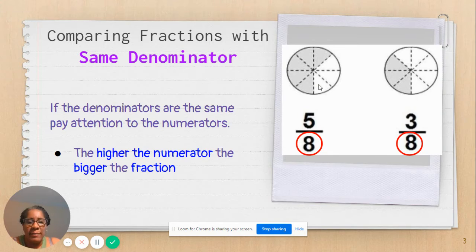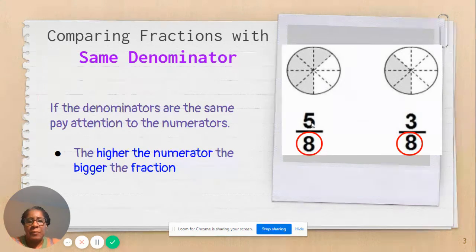So as we look here, because the denominators are the same, we need to look at the numerators. How many parts are shaded? In the first fraction, 5/8 is represented here, which means 5 parts are shaded. In the second fraction, 3/8 is represented, which means 3 parts out of 8 are shaded. As I said, when the denominators are the same, we need to pay attention to the numerators. The bigger the numerator, the more space that is being taken up, okay?